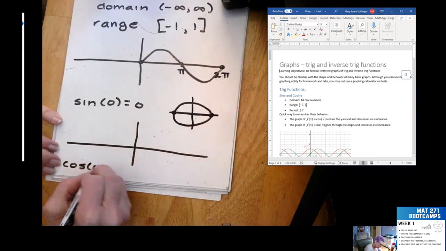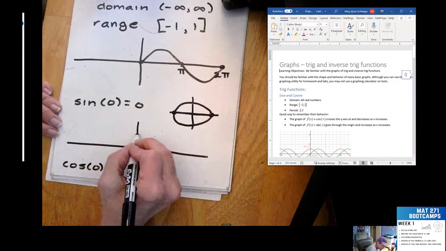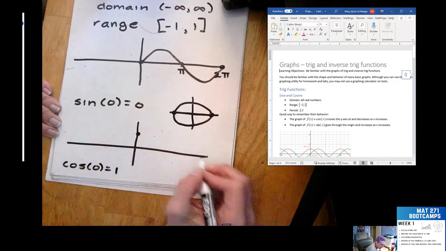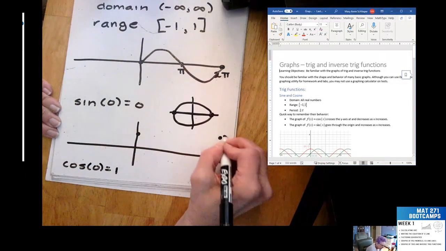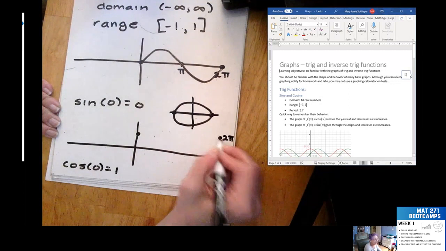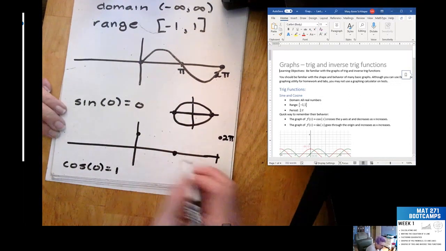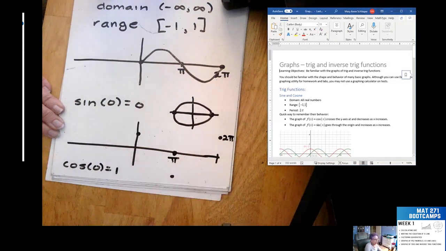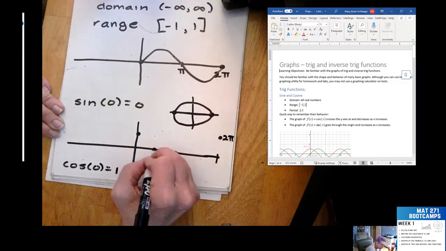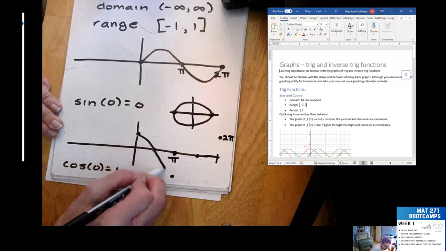Cosine of 0 is equal to 1. So it starts here at 1. I know that its period is 2 pi. So by the time it gets to 2 pi, it has to be back to 1. At pi, it's equal to -1. So it has to cross the axis halfway between.